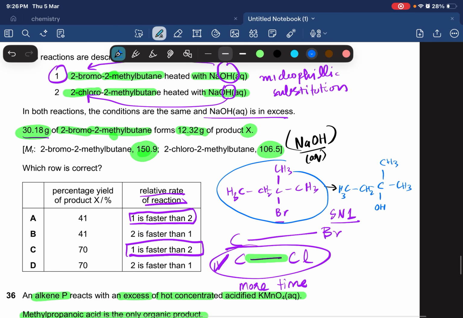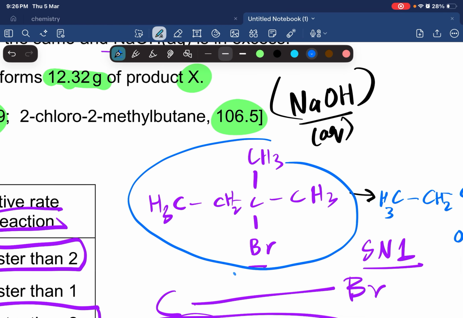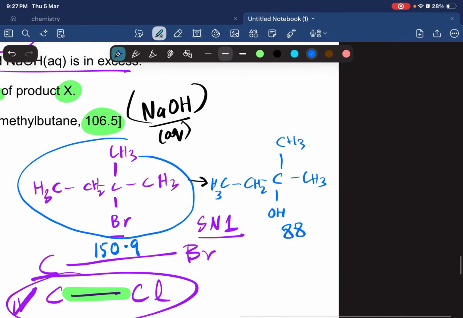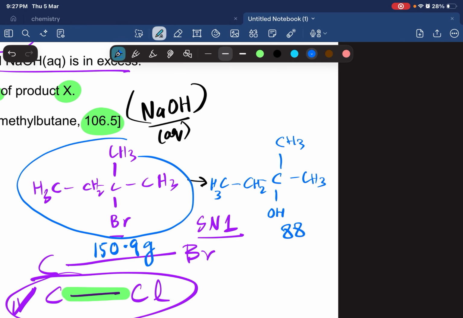Okay, so now we're going to calculate the Mr of this thing, which they've given 2-bromo as 150.9. And for this thing, where's my calculator? I'm going to calculate. Carbon is 12 plus 12 plus 12 plus 12 plus 12 plus 16, plus how many hydrogens do we have? 3, 4, 5, 6, 7, 8, 9, 10, 11, 12 plus 12, it's 88. So from 150 grams of this, I should get 88 grams of this.